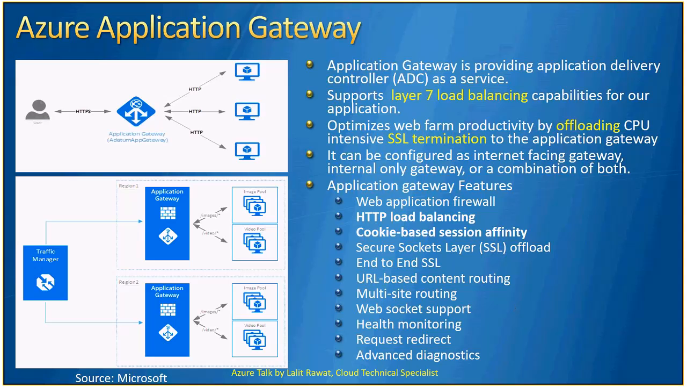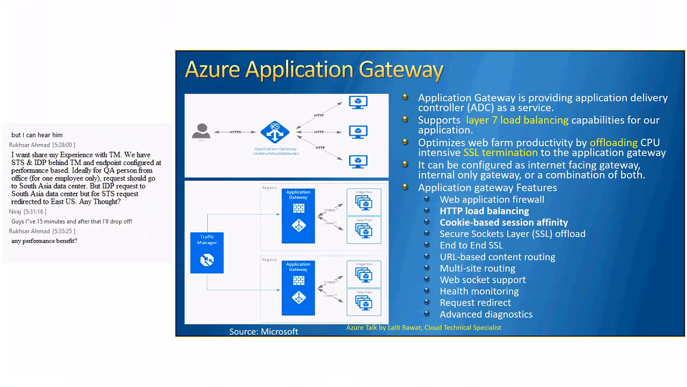Some of the benefits that you have if you use application gateway is, as Lalit pointed out, that you can have it in different regions. On top of that, you can put in a traffic manager, and that way you can load balance and route the traffic to the closest location. It also supports URL-based routing or content-based routing.